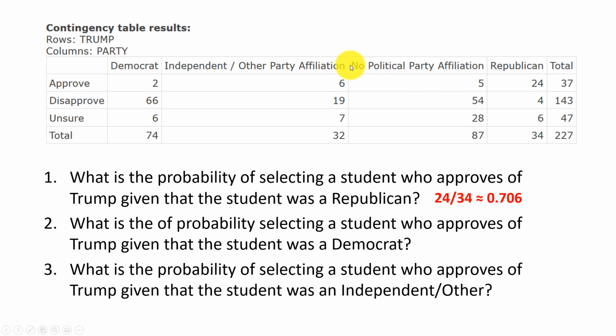Number 2, what's the probability of selecting a student who approved of Trump given that the student was a Democrat? So now we're only looking at the Democrats. There were 74. How many of the 74 approved of Trump? Well, that would be 2.